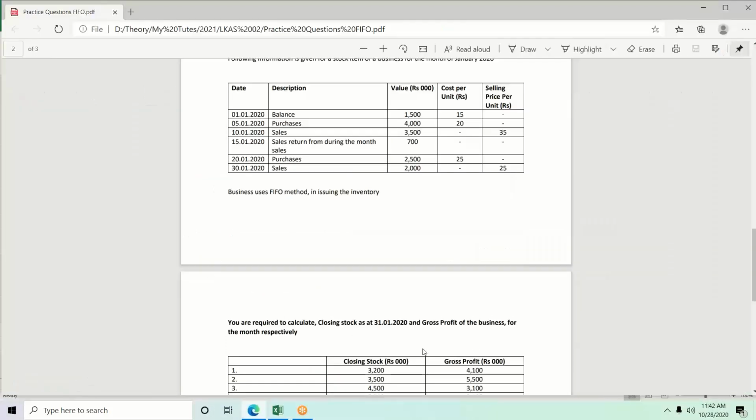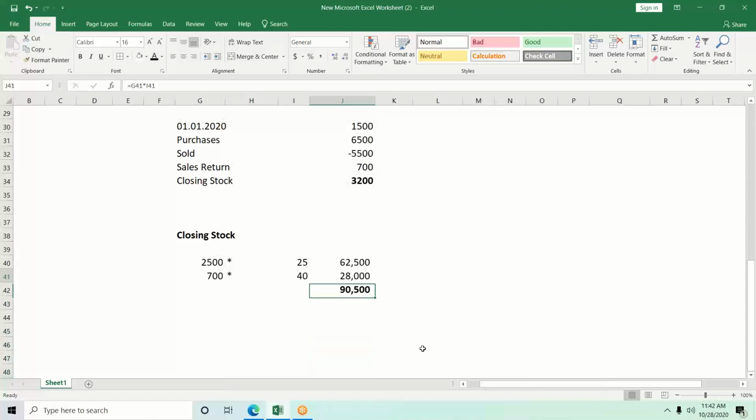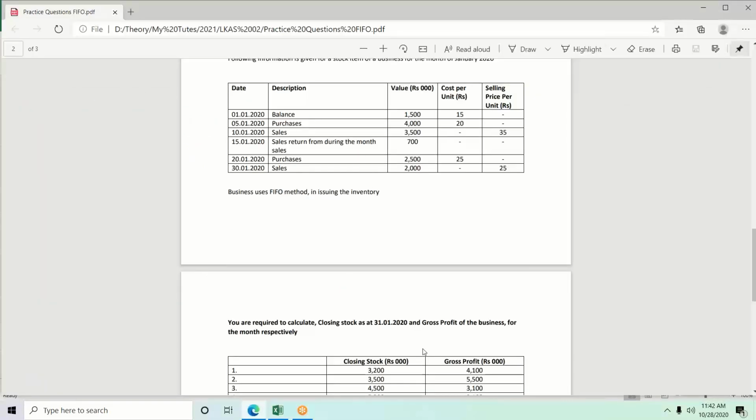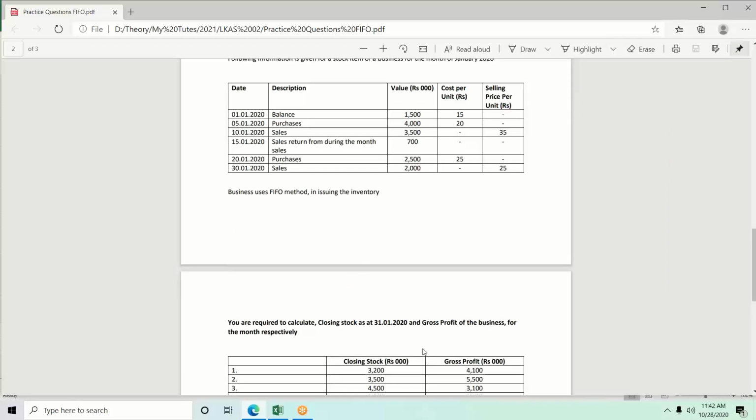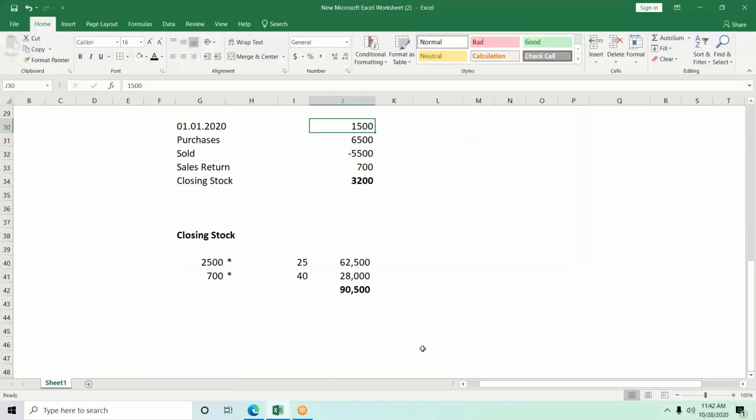3,200 units has to be there. We'll do the calculation. We'll check the calculation from the beginning. From 1st Jan, you had 1,500 units. And you purchased 4,000 and 2,500, altogether 6,500 units. You sold 3,500 units and 2,000 units, altogether 5,500. And there's a sales return of 700. So altogether the number of units is 3,200.